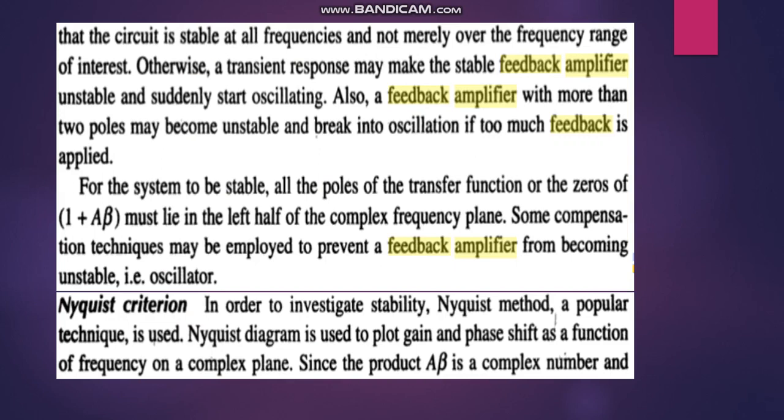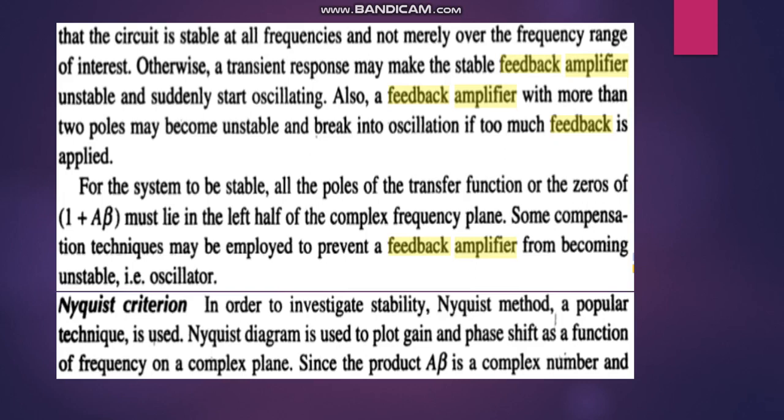We have to make this act as negative feedback at all frequencies. Also, when we use a feedback amplifier with more than 2 poles, that results in an unstable condition, which also leads to oscillation. So for the system to be stable, all the poles of the transfer function, or zeros of 1 plus A into beta, must lie in the left side of the complex plane. When we use the left side of the complex plane, we can avoid oscillation in the amplifier.